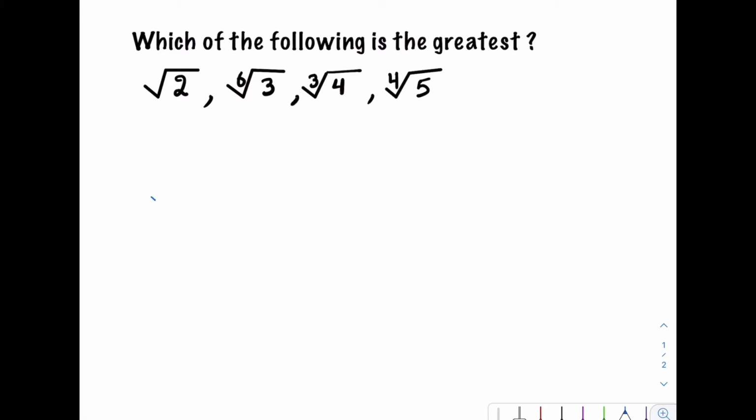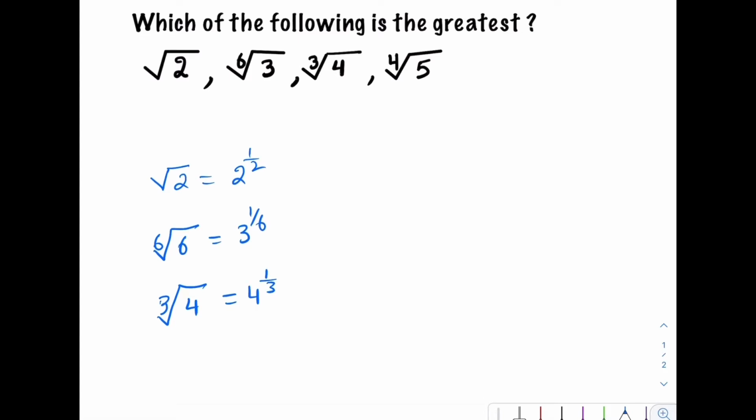First of all, we can write root 2 equal to 2 raised to the power 1 by 2. Now 6th root of 3 equal to 3 raised to the power 1 by 6. Cube root of 4, we can write as 4 raised to the power 1 by 3. And fourth root of 5, we can write as 5 raised to the power 1 by 4. So we have powers 1 by 2, 1 by 6, 1 by 3 and 1 by 4.